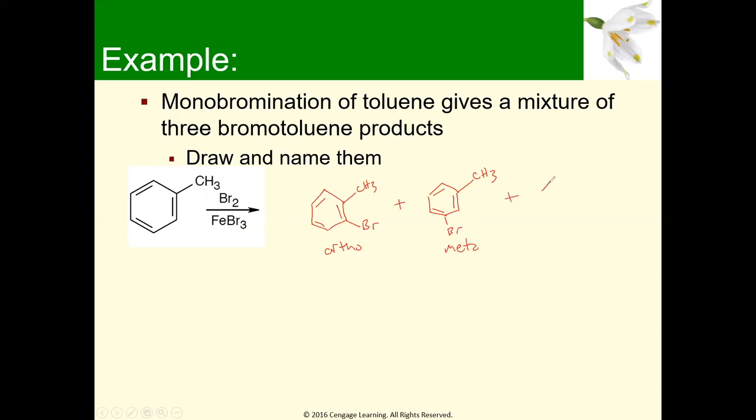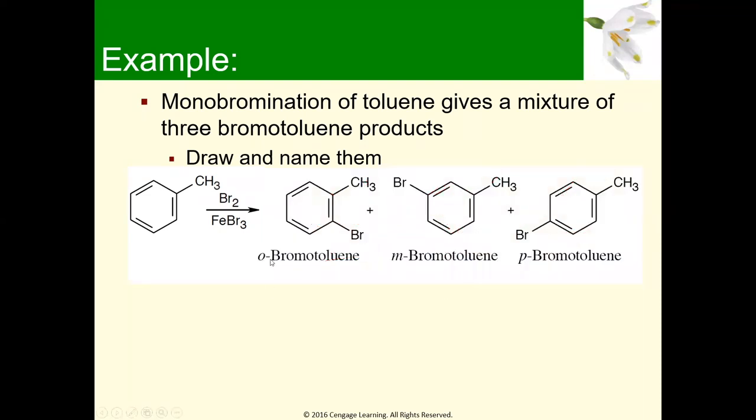And then finally, we have the third potential product. Start with toluene, and we substitute the bromine just directly across from it. So remember, that is called para. Okay, so ortho-bromotoluene, or meta-bromotoluene, or para-bromotoluene. That just looks a little prettier. Ortho-bromotoluene, meta-bromotoluene, and para-bromotoluene.